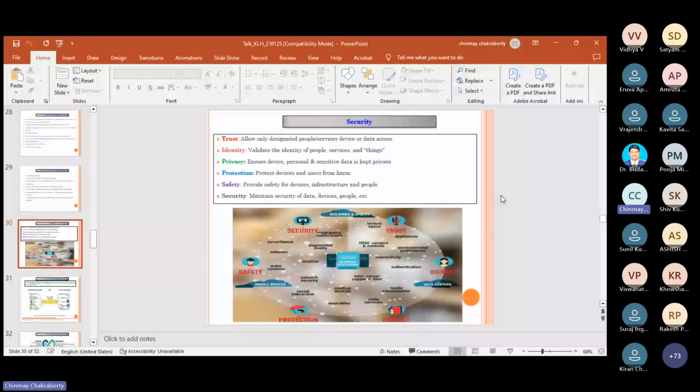Next one is protection. It protects the device and user from harm. Another one is safety. It provides safety for devices, infrastructure, and people. And security maintains security of data, devices, and people also. So security in general, during the transmission, we need to provide a better security mechanism. In that case, you can preserve the ICT also.